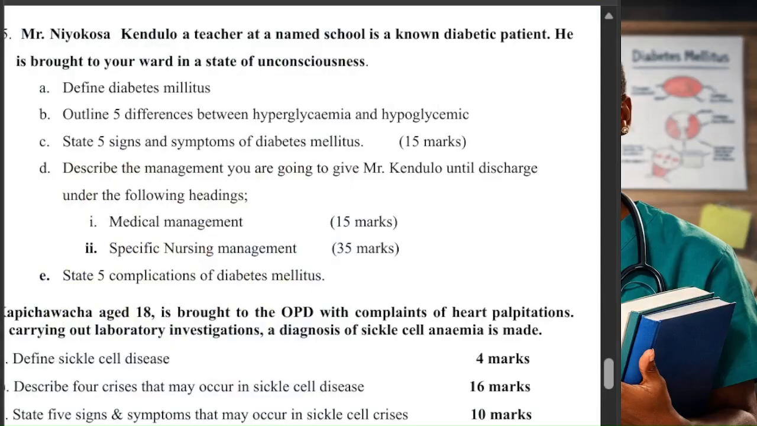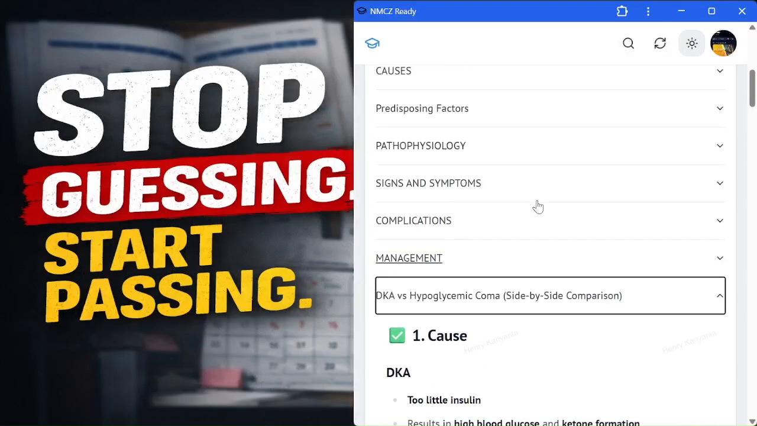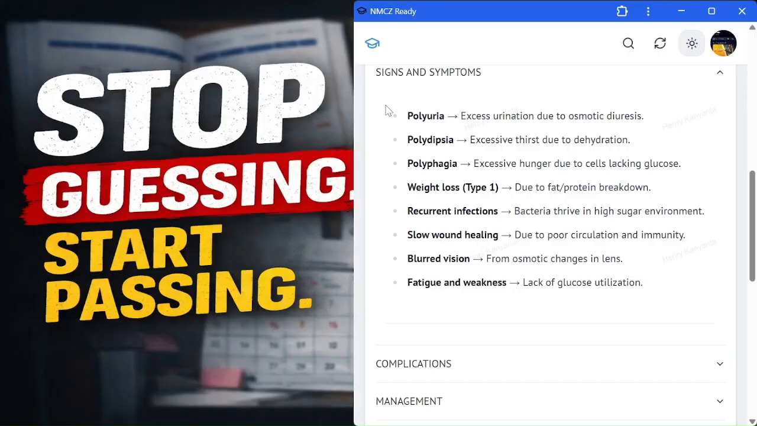The other was state the 5 signs and symptoms of diabetes mellitus. So within the platform, this is provided for signs and symptoms. We have got polyuria, polydipsia, polyphagia, weight loss, recurrent infections, slow wound healing, and blurred vision. So you can see the connection between the symptom and the condition. Polyuria is due to excess urination due to osmotic diuresis. Polydipsia, there's excessive thirst, which is due to dehydration. Each symptom has been explained in full.